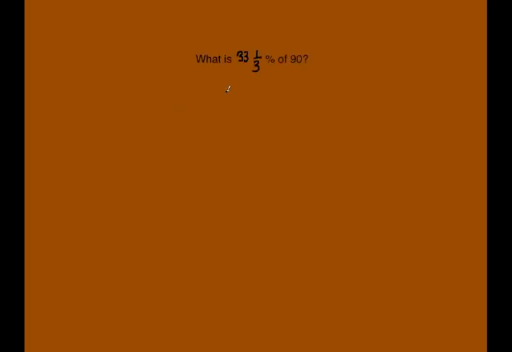Let's say that you have, what is 33 1/3% of 90? Let's say we do this problem the same way: is over of is equals to percent over 100. The only problem is the way they gave me the percentage, which is a big problem. They gave me the percentage as a mixed number, 33 1/3%, which I don't like. And then they say of 90.